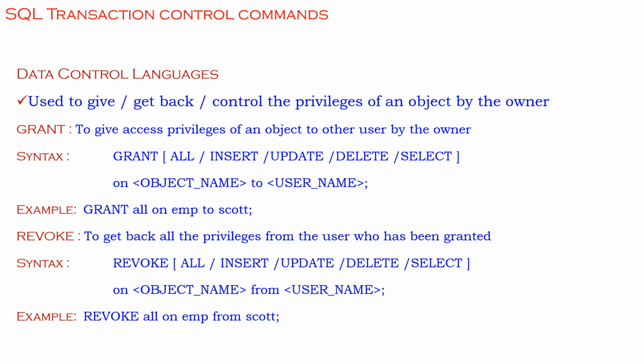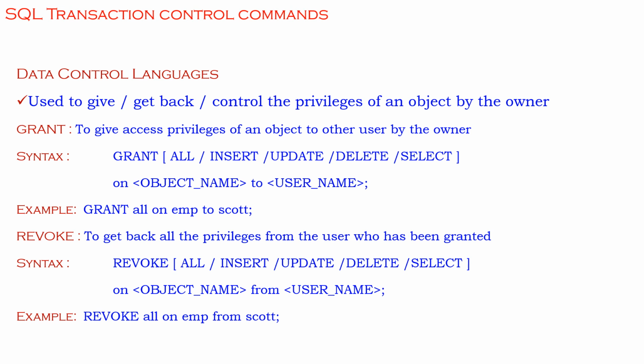And as of now, we have seen data manipulation commands, right? So next is data control language commands. What is meant by data control? It is used to give, get back, or control the privileges of an object by the owner. So you can give a privilege for an object, or you can revoke that particular privilege which you have already assigned for the object.